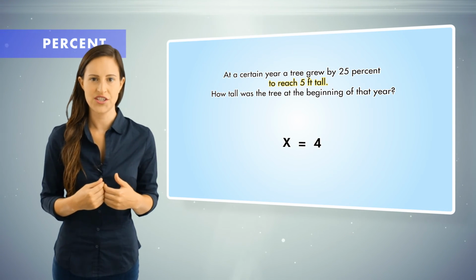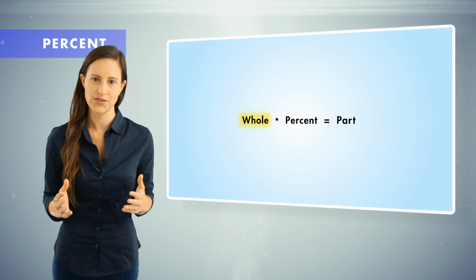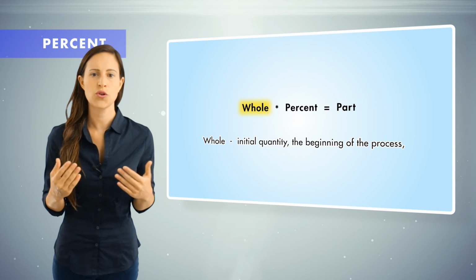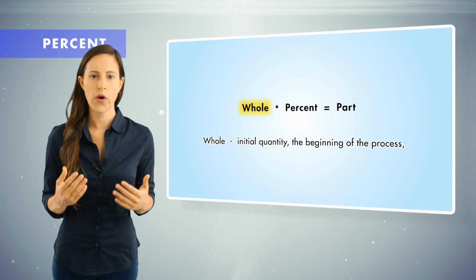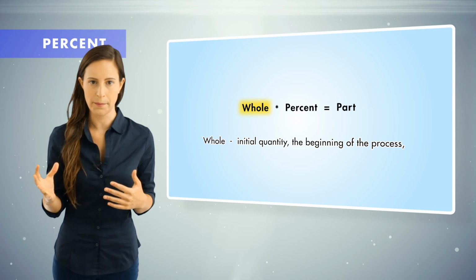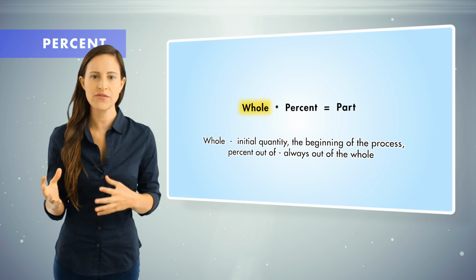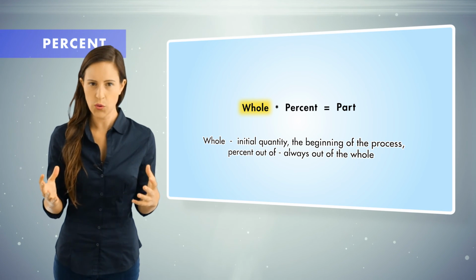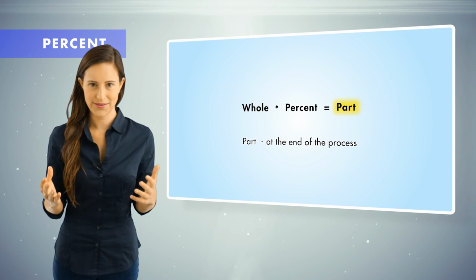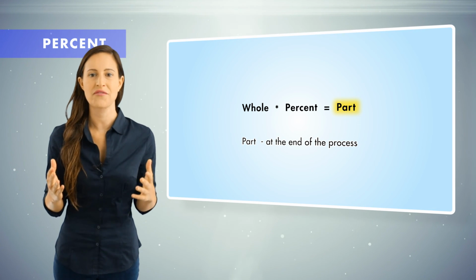The first challenge is to recognize the whole and the part. The whole is the initial quantity. It is the quantity we take the percent from. A percent out of something, that something is always the whole. The part is the quantity at the end of the process.